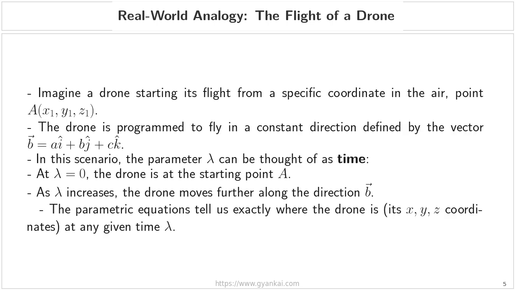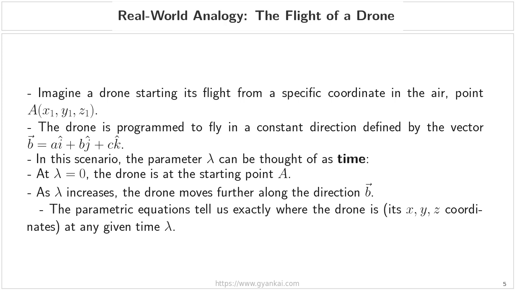Here is the most important part to help you understand the math. In this scenario, you can think of our parameter lambda as time. Think about it this way. At time lambda equals 0, the drone hasn't moved yet. It is still right at its starting point, point A. As time passes, as lambda increases, the drone moves further and further along that programmed direction, vector b.